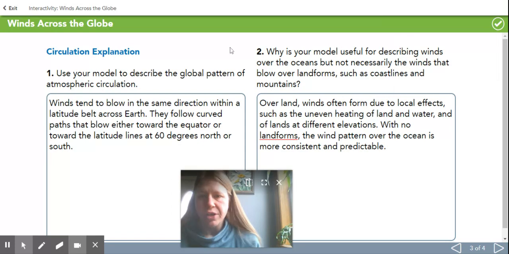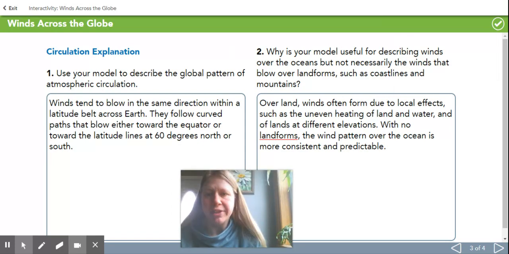Use your model to describe the global pattern of atmospheric circulation. Winds tend to blow in the same direction within the latitude belt across Earth. They follow curved paths that either blow toward the equator or toward the latitude lines at 60 degrees north or south. That was what I was showing you on the previous page, that the winds blow toward the equator or towards those latitude lines, and they blow in the same direction across the latitude belt.